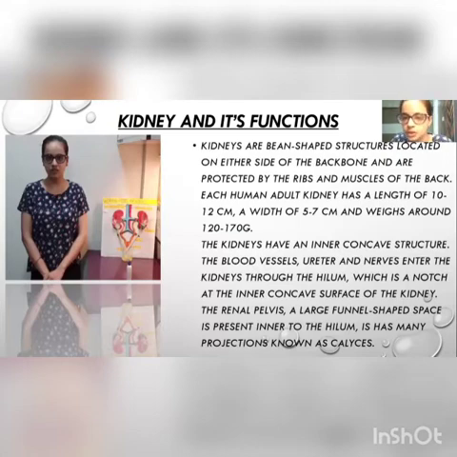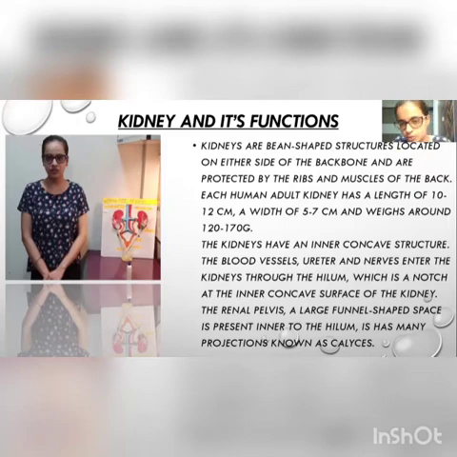They are located on either side of the backbone and are protected by the ribs and the muscles of the back. The ribs form a covering so that any mechanical damage, like if you fall down, doesn't damage them. This is how kidneys are protected.